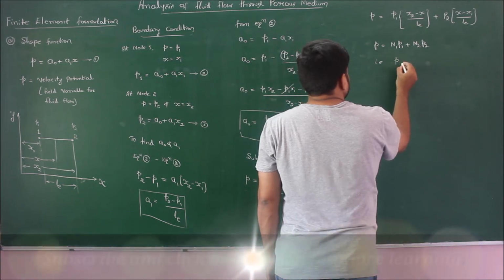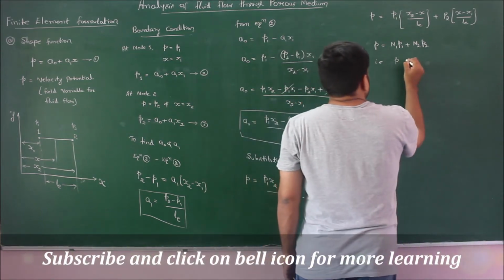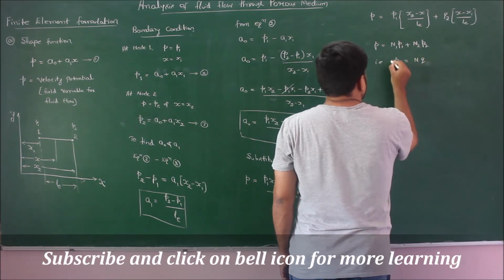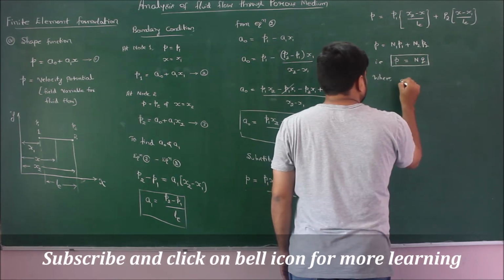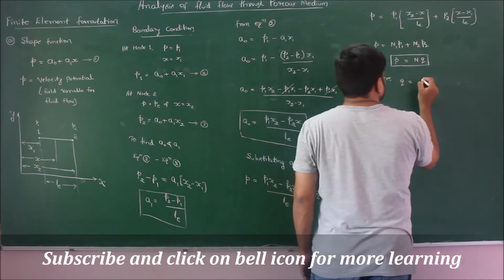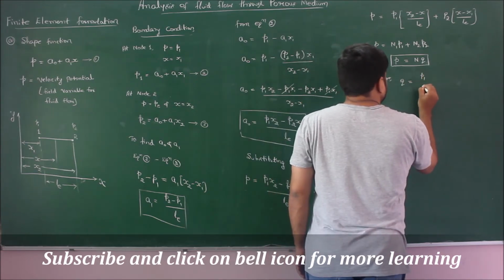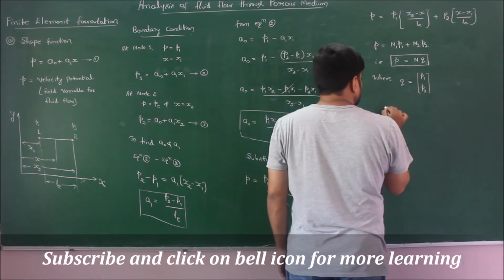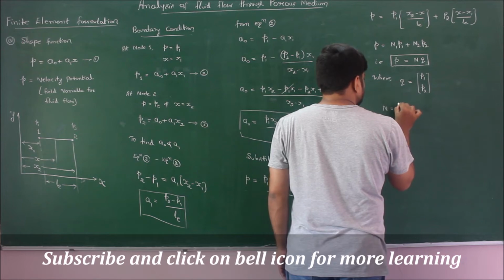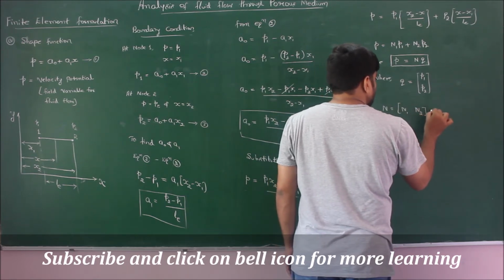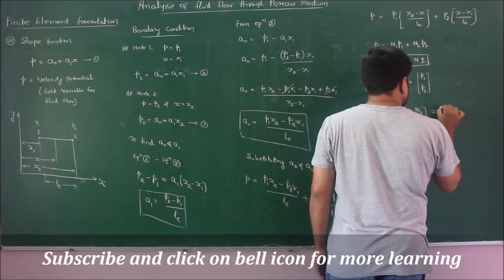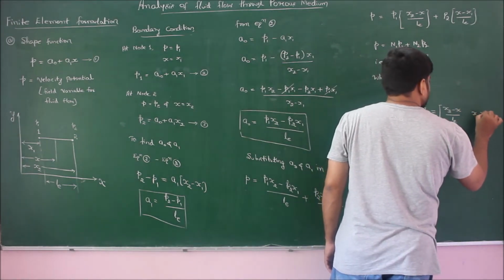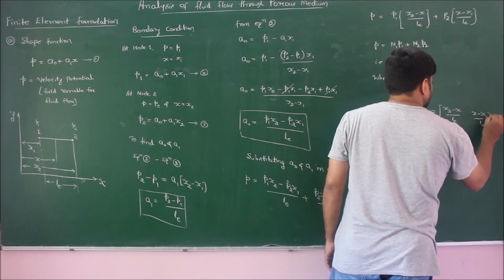That is, the global potential is equal to shape function into nodal potential, where Q is equal to nodal potentials, that is P1 and P2, which is a column matrix, and N is equal to N1 and N2, which is a row matrix, which is given by N1 is x2 minus x by length of the element, and N2 is x minus x1 by length of the element.